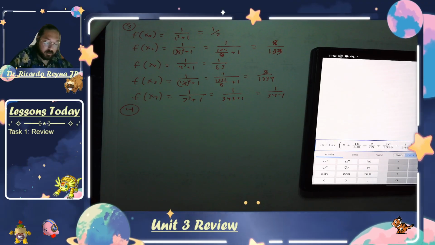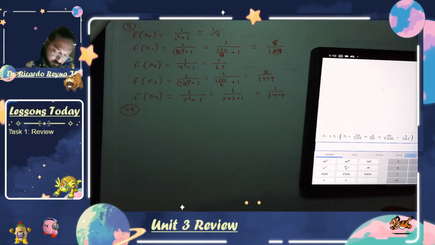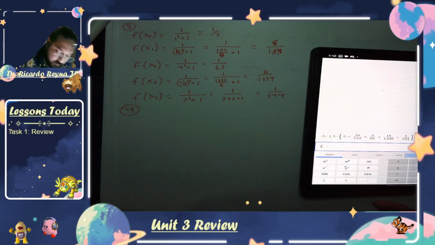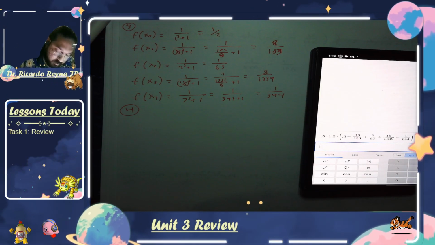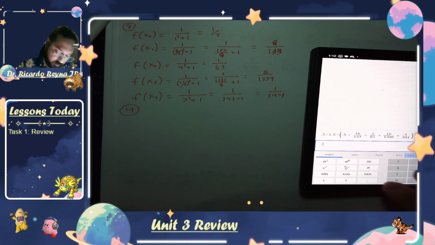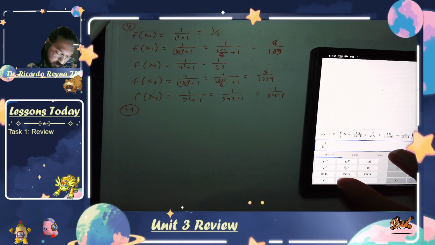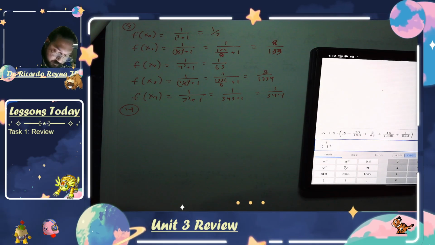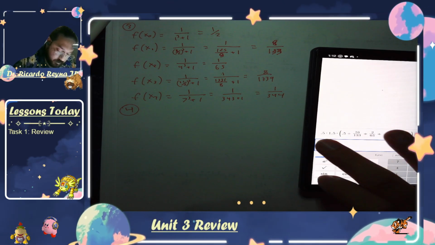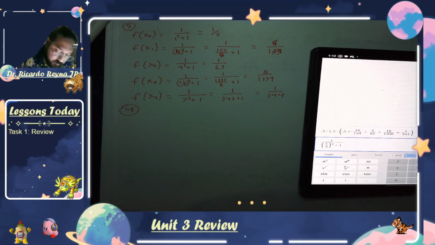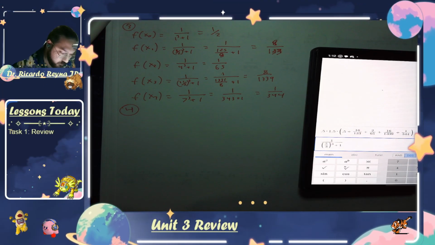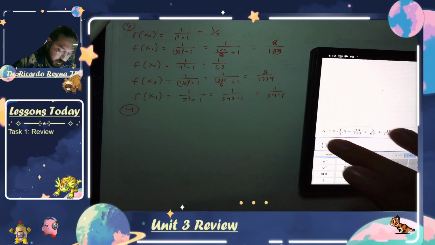I think here, let me just double check. 5. Here, let's see if I can do this. 1 over parentheses to the power of 3 plus 1 of 5 over 2. Okay. Of 11.